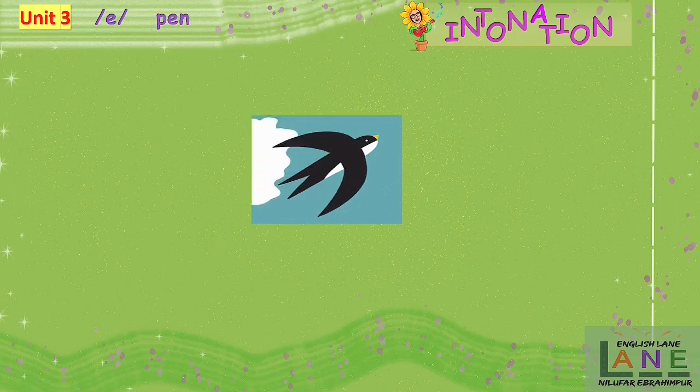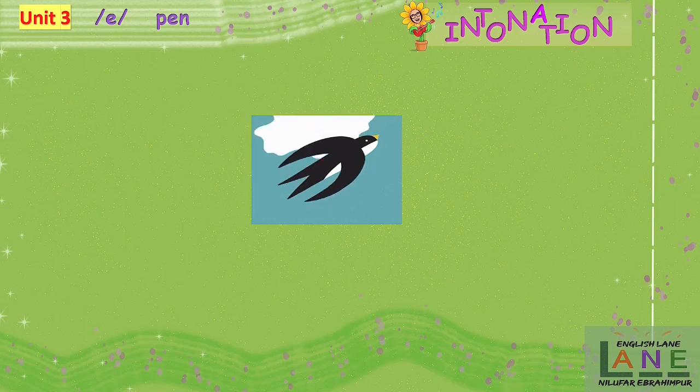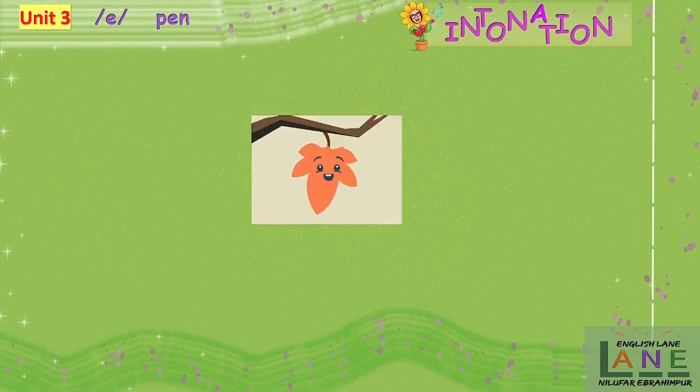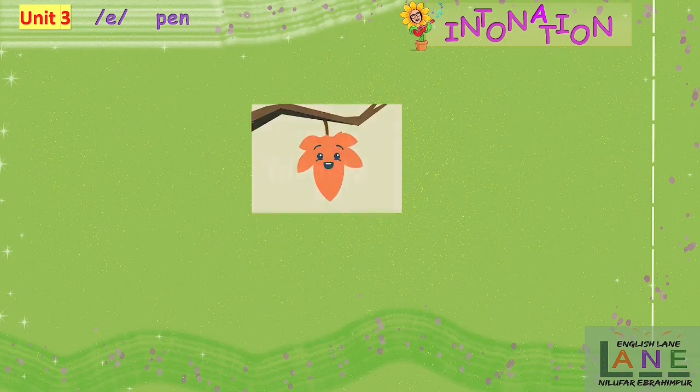So it's very good to imagine things, visualize them while you are trying to use your mouth and your vocal cords to produce the sounds. For falling intonation, you can just imagine a leaf falling down a tree, your voice goes down. This is something good to imagine when you want to use it.